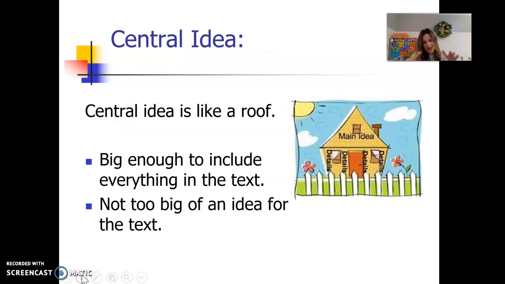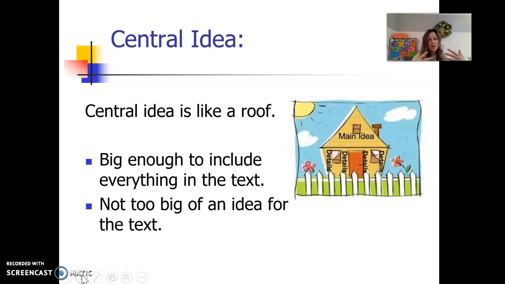So central idea is kind of like a roof, if you think of an image, okay? It covers the rest of the house. It's big enough to include everything that belongs in the text, but it's not too big for the text, so we don't have things that don't belong there. So you can see there in the picture, the main idea is the roof, and then the supporting details are kind of like the supports for the roof, okay?